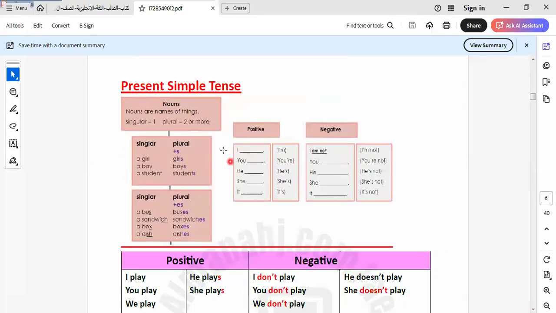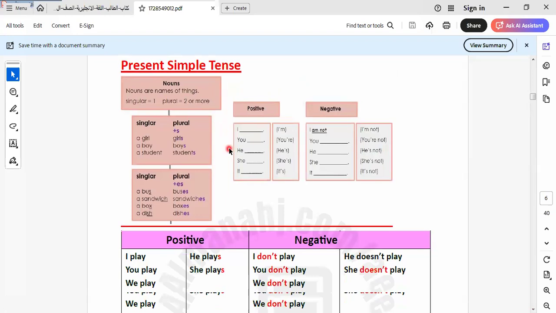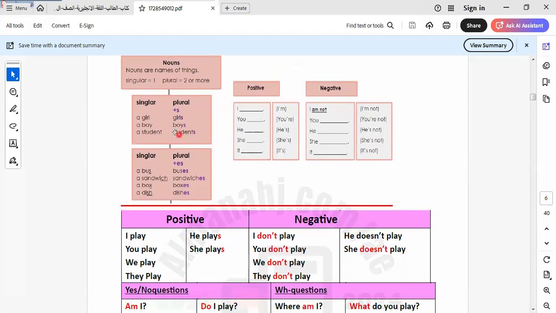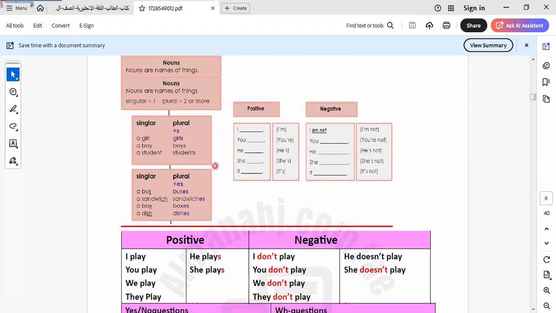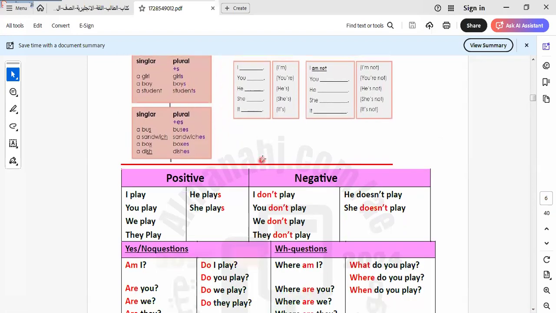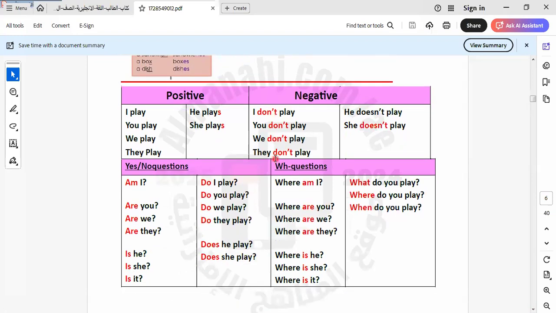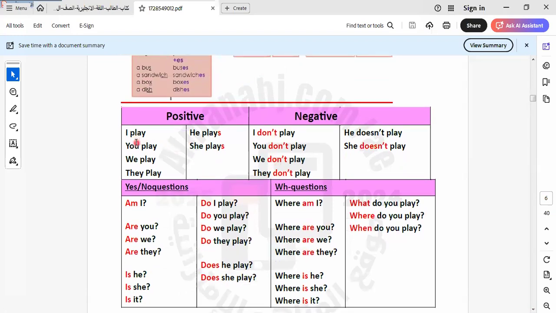Here we talk about the present simple tense. I think we took it before and I explained it before. How can I make this tense? I make this tense by adding s to the verbs with singular subjects. The pronouns in the plural do not take s. Like we say I play, you, they, we play, but we say he, she plays.